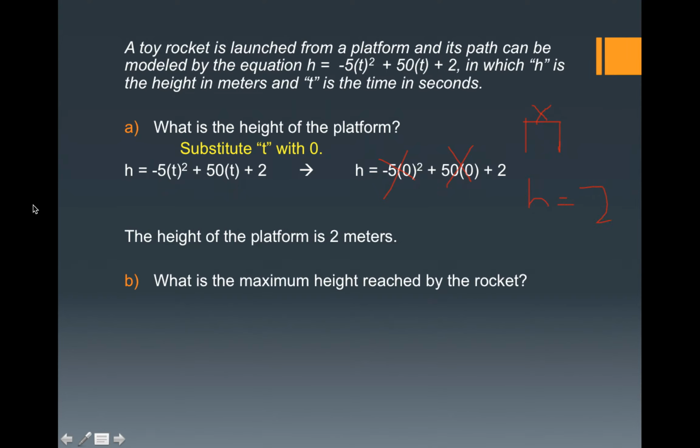The second part of the question is, what is the maximum height reached by the rocket? Well, what this is really saying is, what is the vertex of the downwards parabola formed by the motion of the rocket? So there are two ways to find the vertex of a parabola. One is called completing the square, which is normally taught in any Algebra 2 class. However, it's not a particular favorite of many people. It is not my particular favorite method of solving an equation, rather.